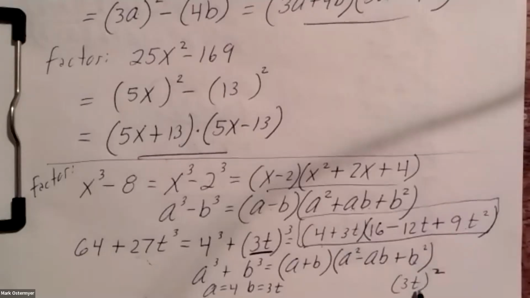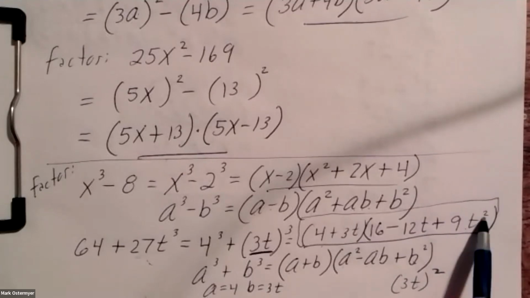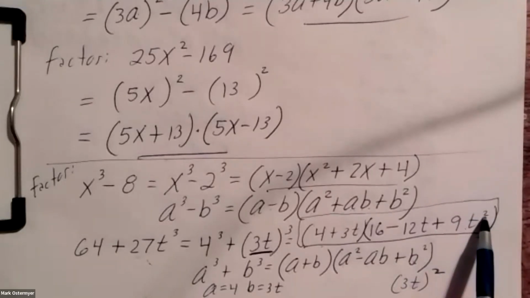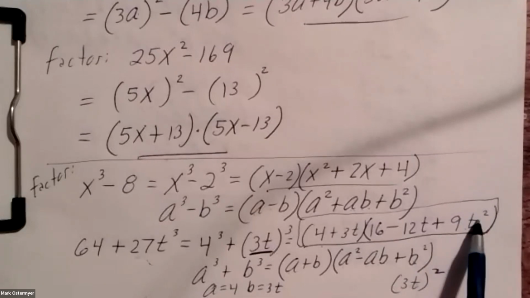Well, you got to square, even if you square this, the t is squared, right? Because t to the second power is t squared. So you got to still have the t squared there. 3t times 3t is 9t squared. You got to have the t there. If you don't have the t, you're saying 3t squared is 9t. That's not correct. It's 9t squared.